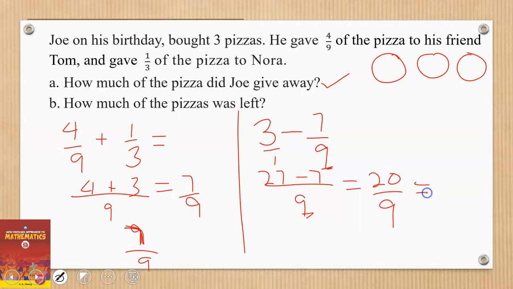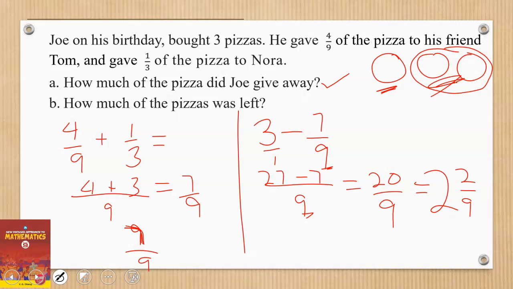And that can be written as 2 whole number 2/9. What it means is that he's left with 2 of the pizzas and 2/9 of the remaining 1. So it means he didn't even give a whole pizza to the friends. You know what it means? It means dividing the whole pizza into 9, he gave out 7 out of the 9, leaving 2 out of 9 plus the remaining 2 as a pizza left.